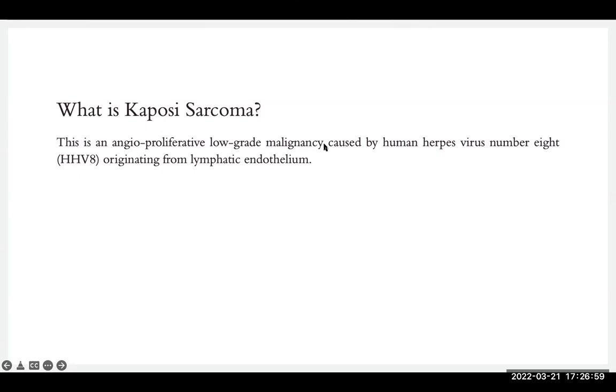Okay. So we'll start by first defining it. And I've written there angioproliferative low-grade malignancy caused by human herpes virus number 8, originating from the lymphatic endothelium. So basically, the cancer causes proliferation of lymphatic vessels. It's caused by infection by the Kaposi Sarcoma associated herpes virus, and it's low grade.